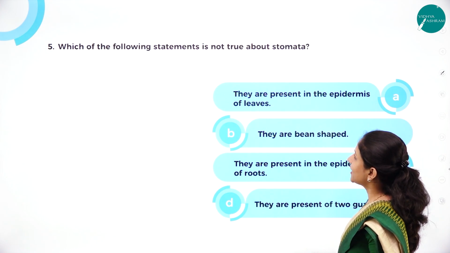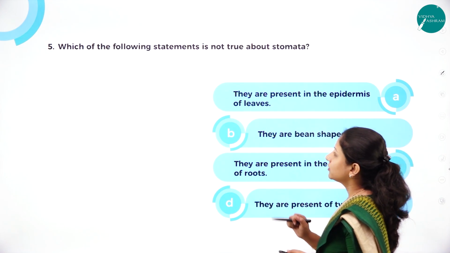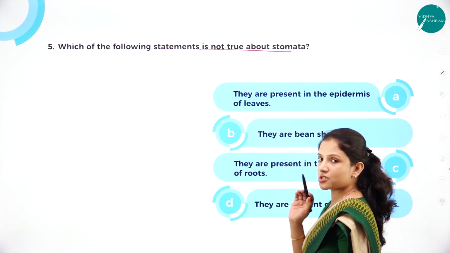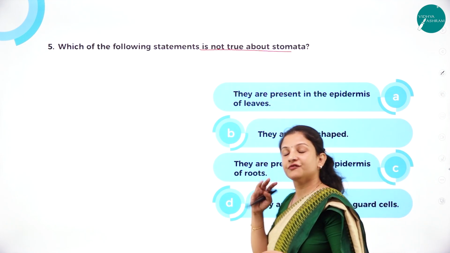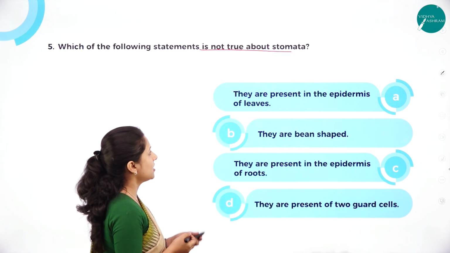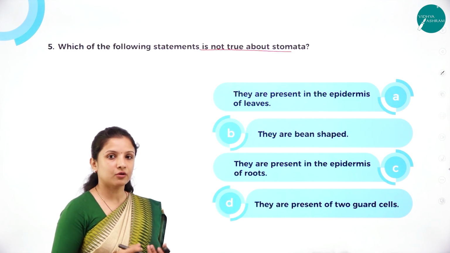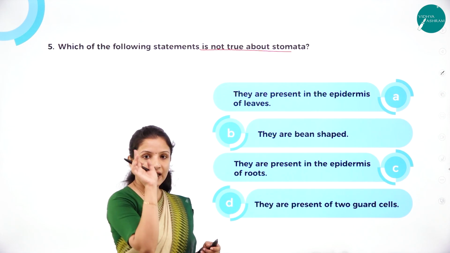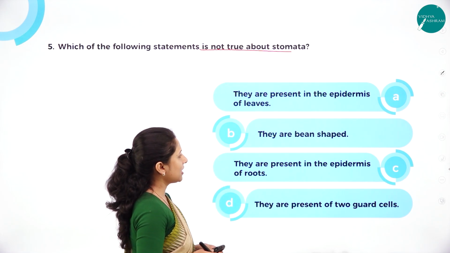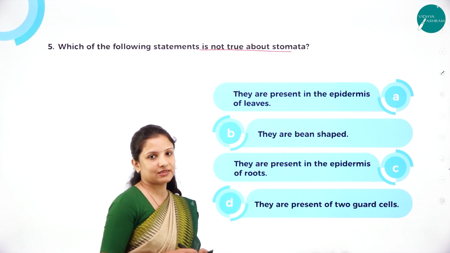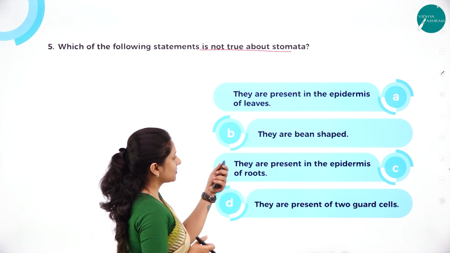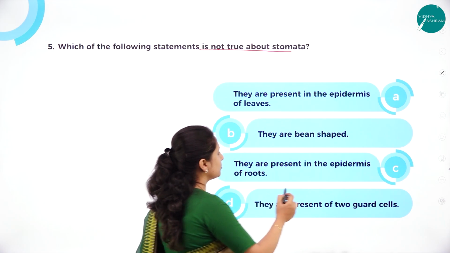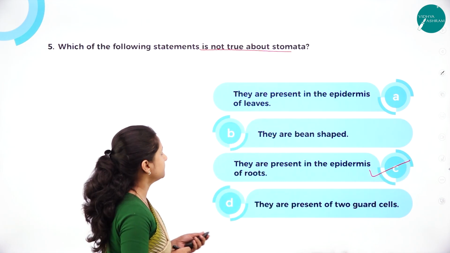Next one. Which of the following statements is not true about stomata? We have to find out which among these statements is false. They are present in the epidermis of leaves. Yes, stomata are present in the epidermis of leaves. They are bean shaped. Yes, because they have guard cells which are bean shaped. They are present in the epidermis of roots. They have two guard cells. That is also true. The statement that is wrong is that stomata are present in the roots; they are absent in the roots. So option C is the right answer here.